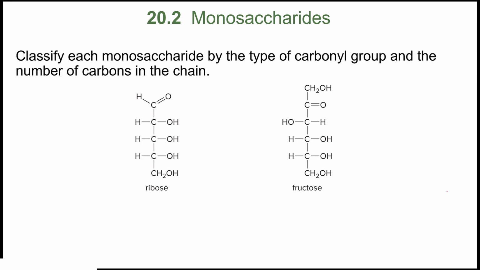So if we look to classify each of these monosaccharides by their carbonyl group and the carbon chain, we're going to use the keto or aldo and then followed by the number of carbons in the sugar. So ribose has 5 carbons. This is a C double bond O to H, so this is an aldose. For 5 carbons, it will be an aldopentose. Fructose is 6. Our functional group here is a C double bond O, and there's carbons on either side of that. This is a ketose, so this will be a ketohexose.